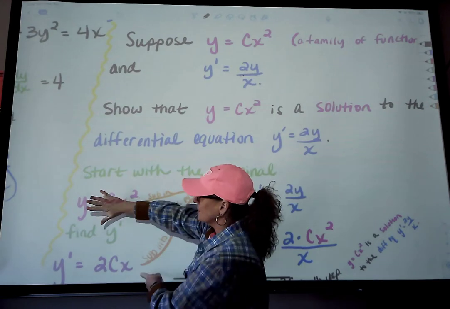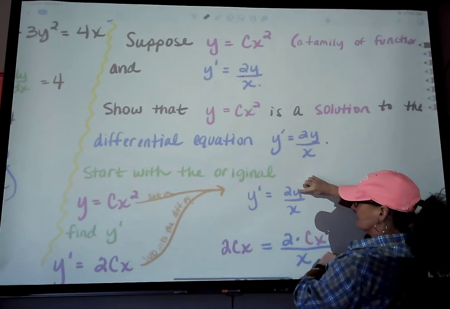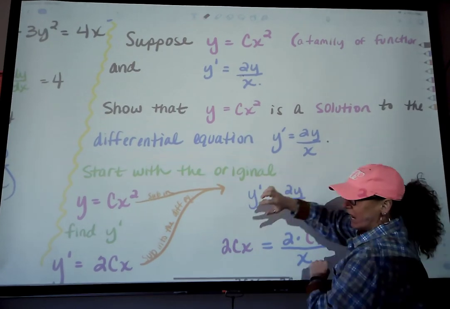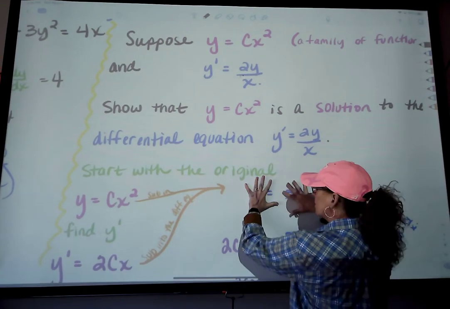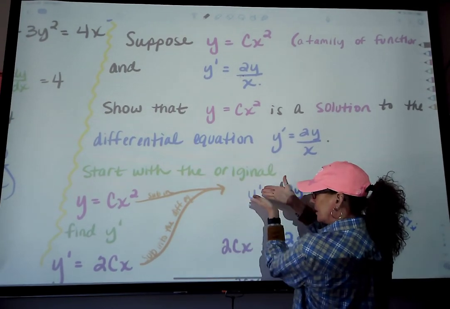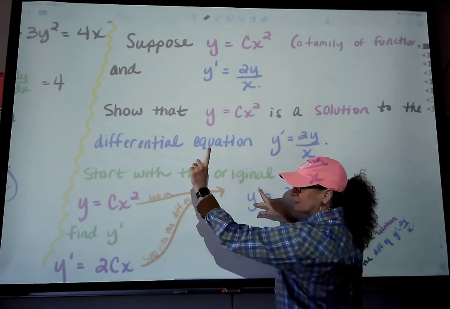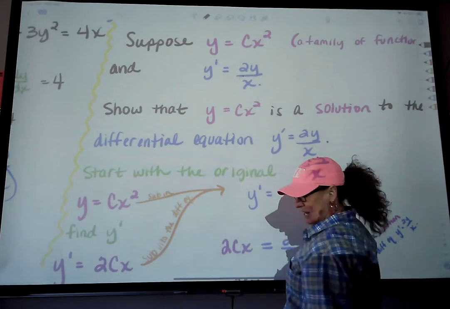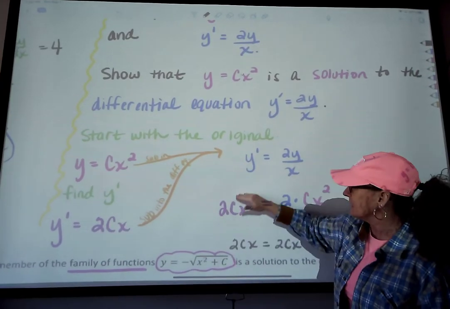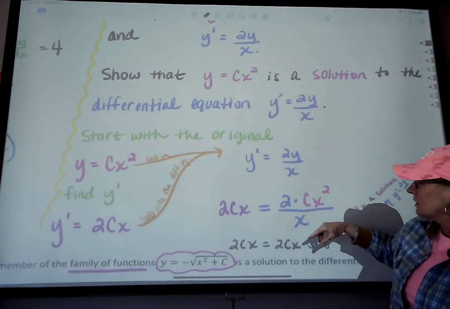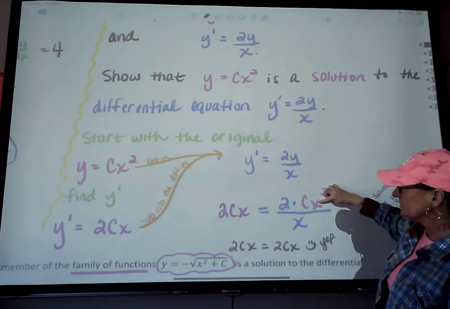So I'm going to take these two things. I'm going to sub in my original where my differential equation says, here's the original, and I'm going to sub in my derivative where my differential equation says, here's my derivative. So I'm going to sub in what I found for y prime right here, and sub in what y actually equals right here. You can see that I did that. Here's my y prime, I subbed it in. Here's my y, I subbed it in. Everything else stayed the same.